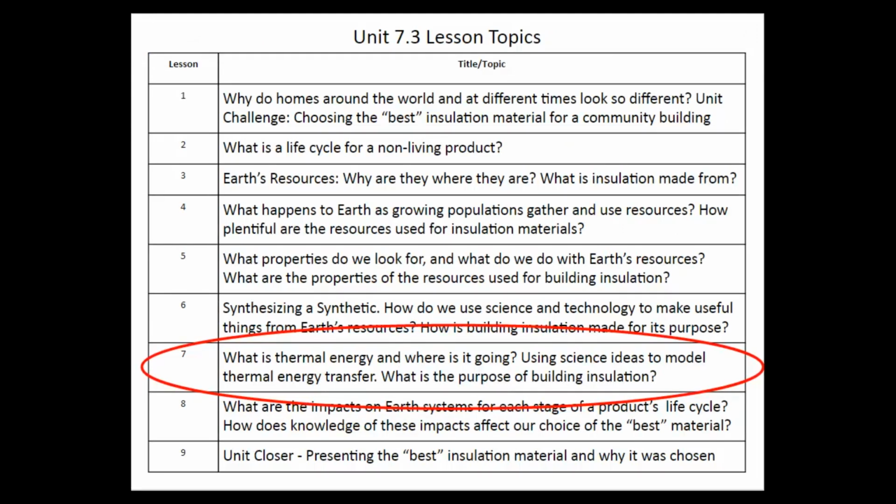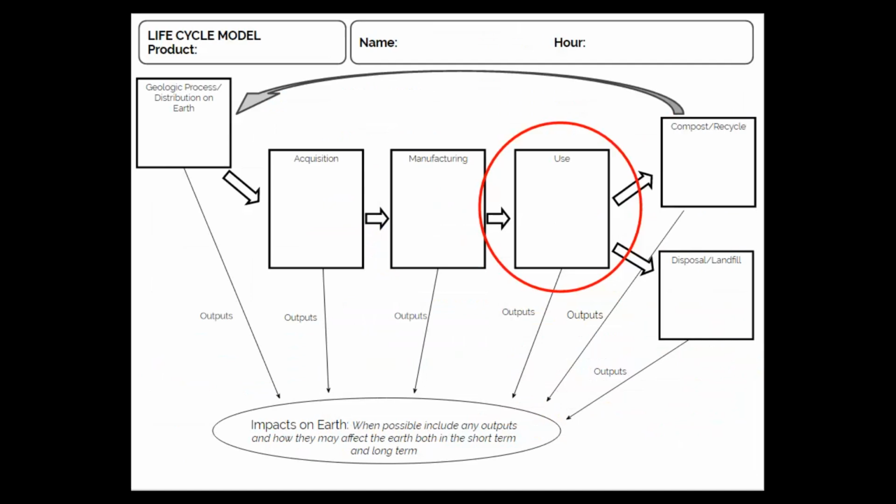Lesson 7 engages students in modeling the particle nature of matter and thermal energy. If you've completed NGSX professional development, you will see how the air puppies from that experience are applied to this MyStar lesson. This lesson is focused in the use stage of the life cycle model, and students wrestle with ideas of how insulation materials work to minimize the transfer of thermal energy from one place to another.